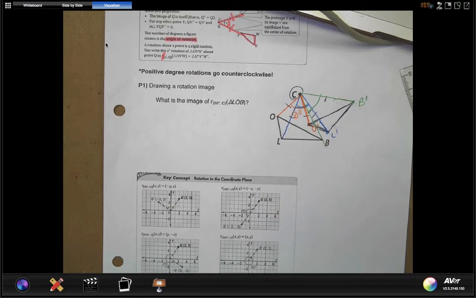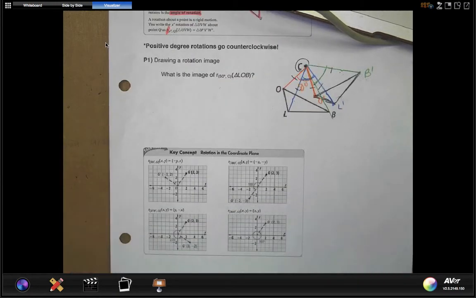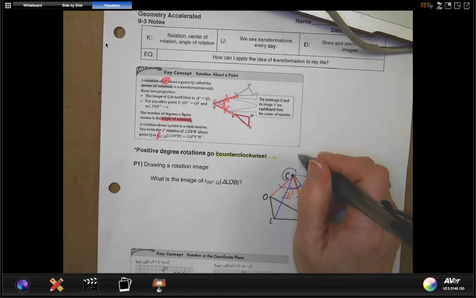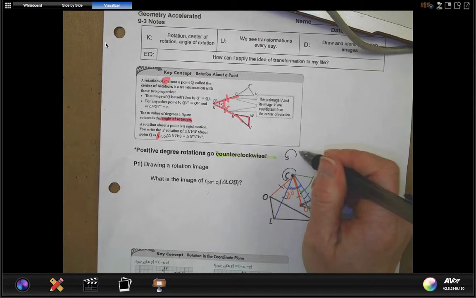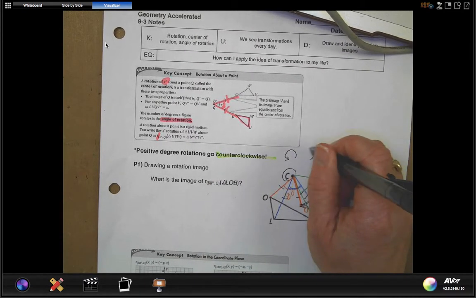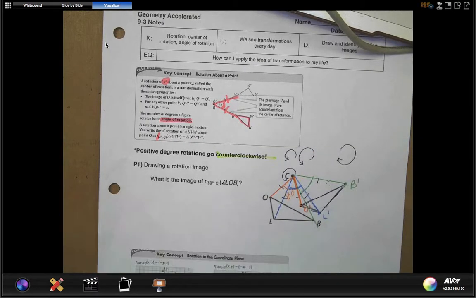When we do these in the coordinate plane, we are always going to rotate around the origin. We're also always going to be going counterclockwise. So all your rotations will always go counterclockwise in that direction. Clockwise is this way, counterclockwise is that way. So we're going counterclockwise.